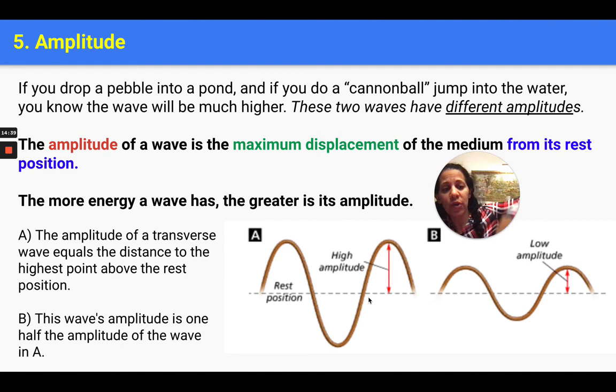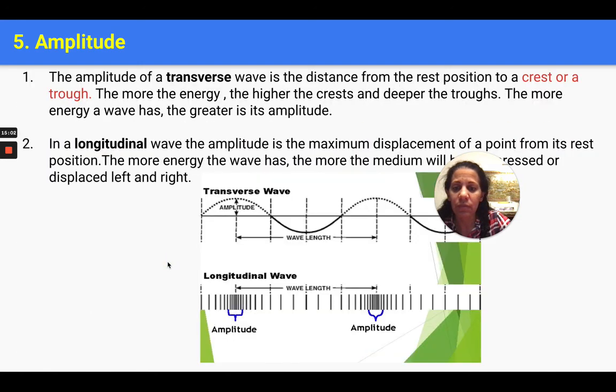If you want the rope to go higher, you give it more energy. If you want it not to go so high, you'll give it lower energy. So in this case, for instance, the amplitude is high, and in this case, the low amplitude is half of this one. Okay? So high amplitude, low amplitude, depending on how much energy. The more energy, the greater the amplitude. The less the energy, the less the amplitude. Okay.